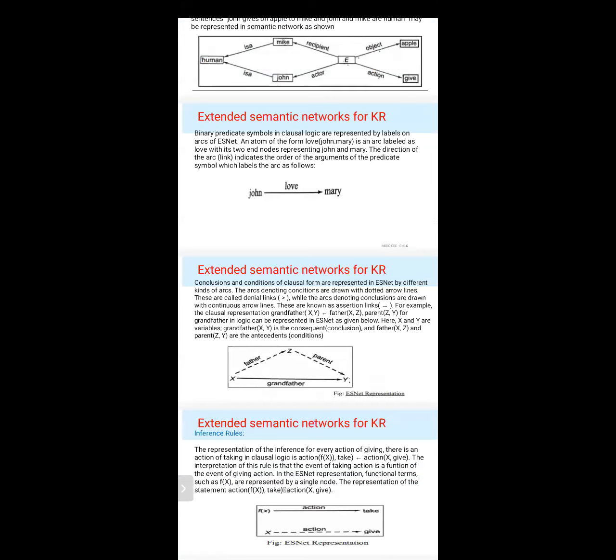Next, assertion links are represented using an arrow mark. For example, the clausal representation of grandfather of x comma y, that means reverse arrow, father of x comma z, parent of z comma y, for grandfather, in logic. This can be represented in an extended semantic network as below. X and Y are variables. Grandfather of X comma Y is the consequent or conclusion, and father of X comma Z and parent of Z comma Y are the antecedents or the conditions. That means X is the grandfather of Y.